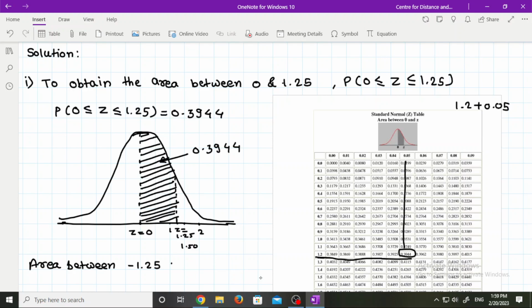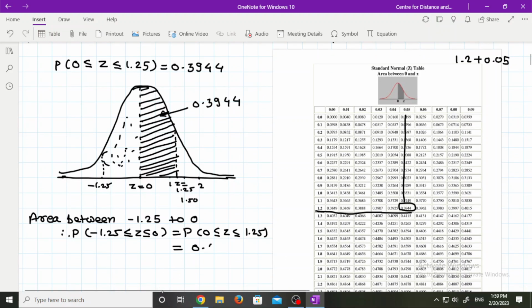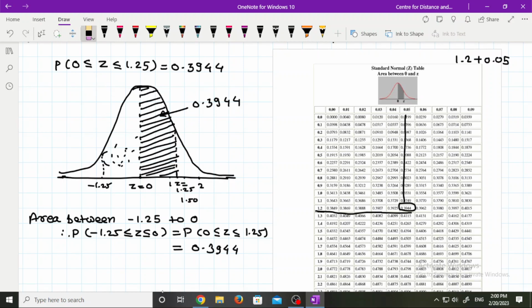And the area between minus 1.25 and 0 is the same as the area between 0 and 1.25. That is, P of minus 1.25 less than or equal to z less than or equal to 0 is equal to P of 0 less than or equal to z less than or equal to 1.25, which is 0.3944. But in this question we just have to find the area between 0 and 1.25. This is just extra information for you.